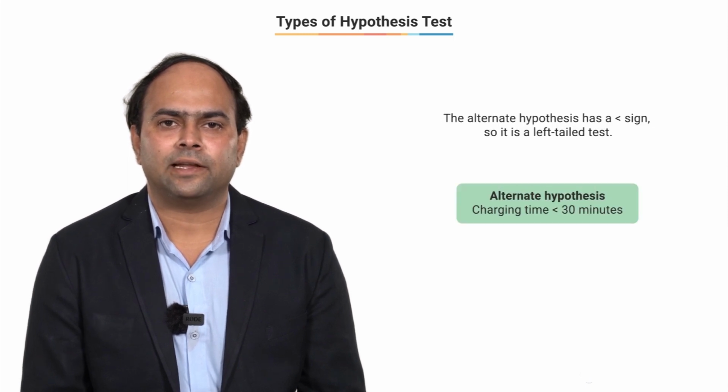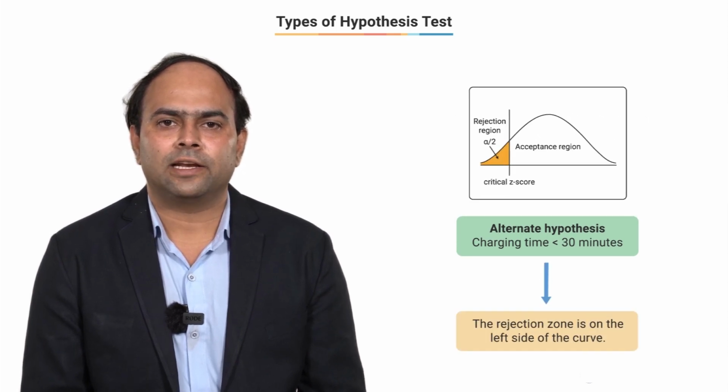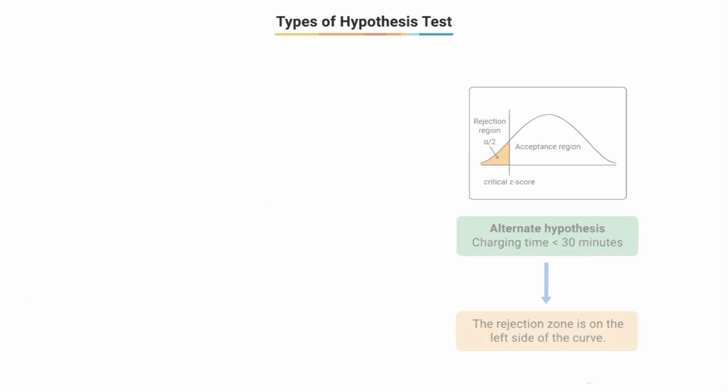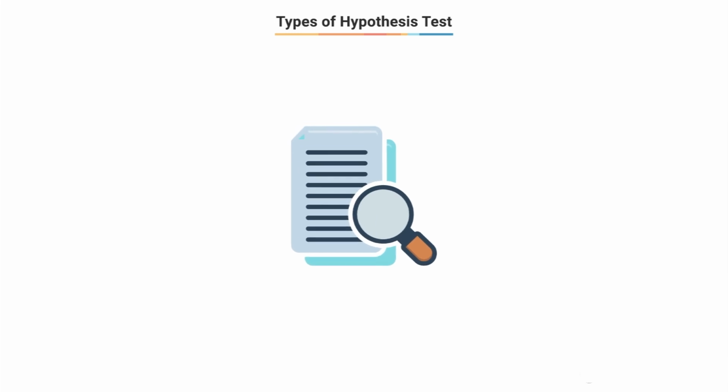Then there's a third type of test, which is the left tail test. If your alternate hypothesis has a less than sign, then you know that you need to apply the left tail test, and the rejection region will fall on the left side of the distribution. Let us consider an example of this. Let's consider the hypothetical case where you may want to apply the left tail test.